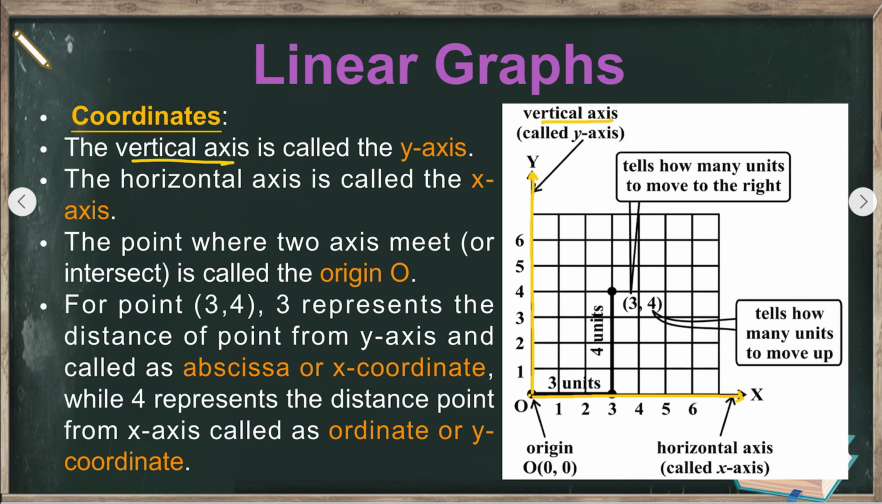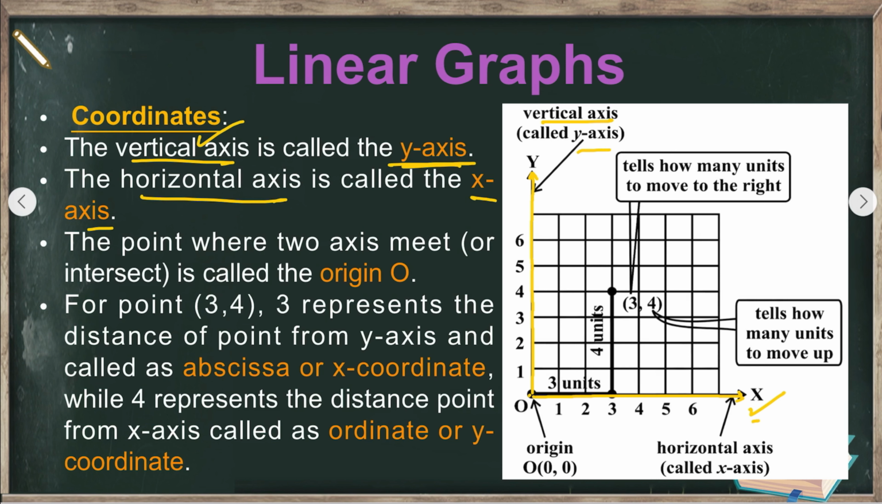The vertical axis is called the y-axis, and the horizontal axis, which is this one, is called the x-axis. The one which is perpendicular to the base is called the y-axis, as it's a vertical axis, and the horizontal one, which is along the ground, is called the x-axis.